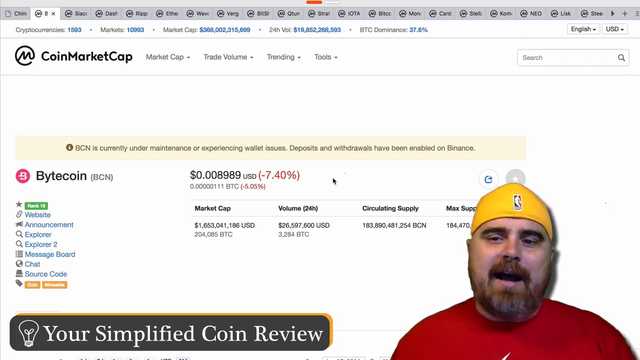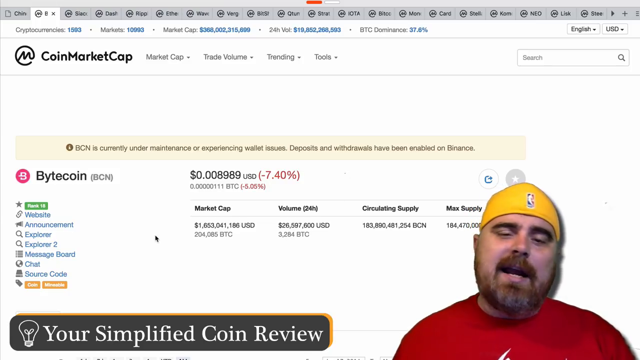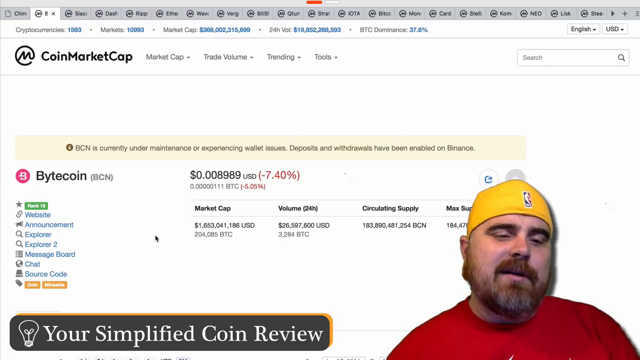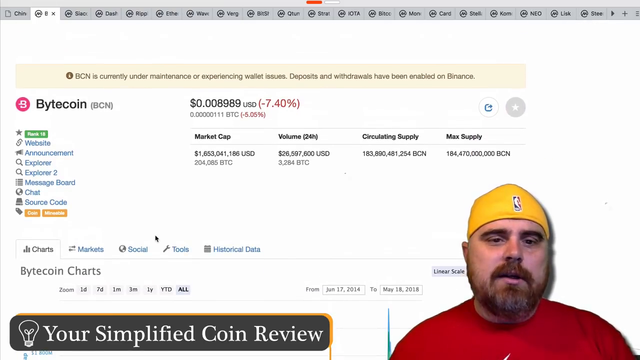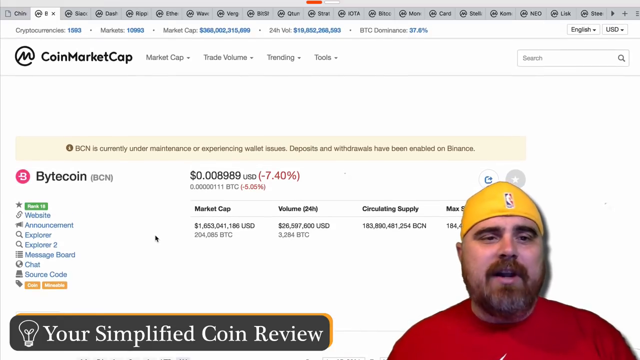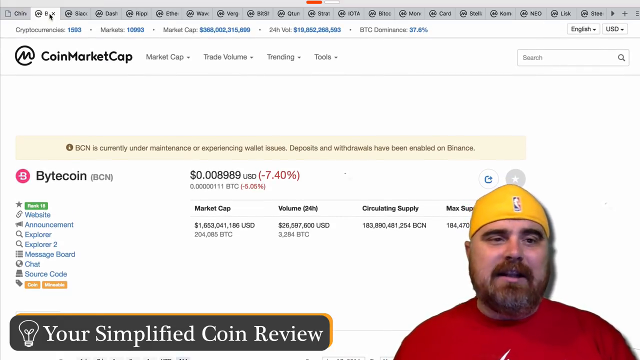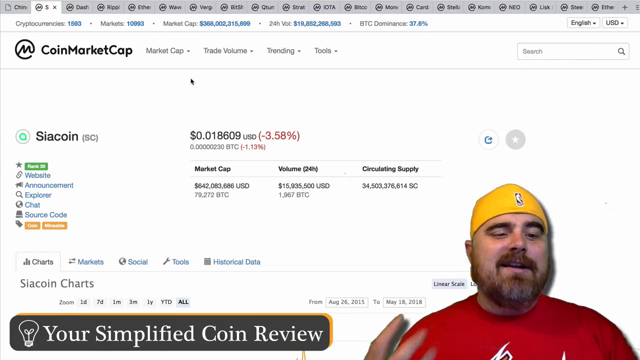Deposits and withdrawals have been enabled on Binance. So for a period of time, they were not enabled, which made, you know, trying to buy, sell, and trade it there pretty sketchy. But Bitcoin, you know, if you're a fan of Bitcoin, let us know what you like about it. It's one that I specifically am staying away from, at least until there's a lot more stability with it. So next, coming in at number 19, SiaCoin.